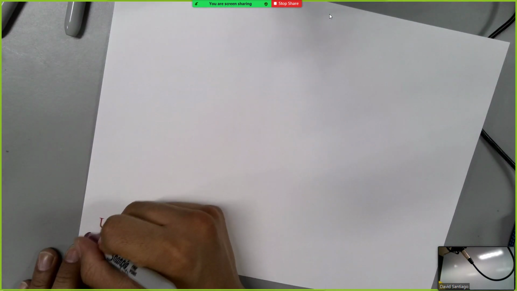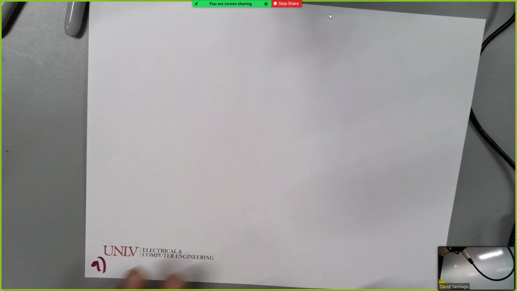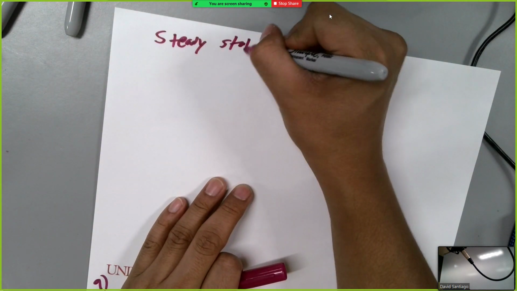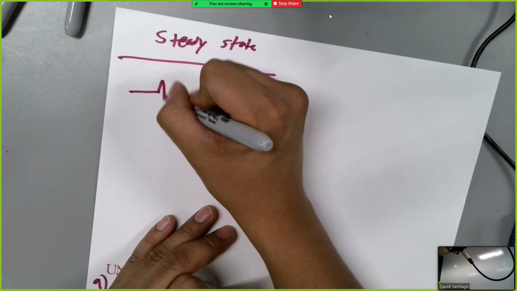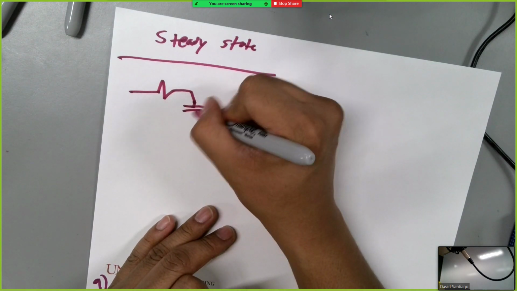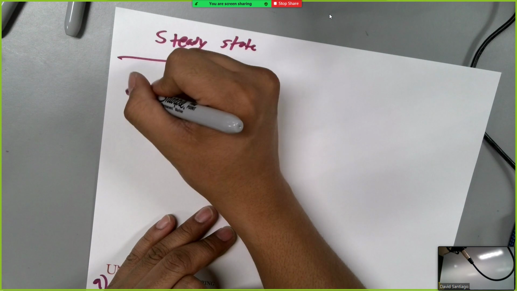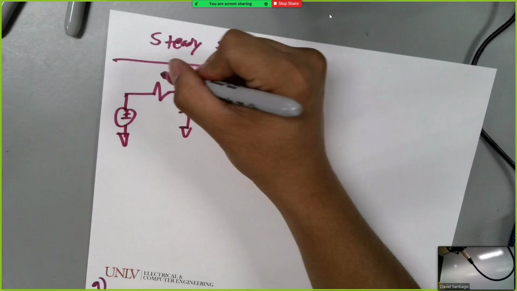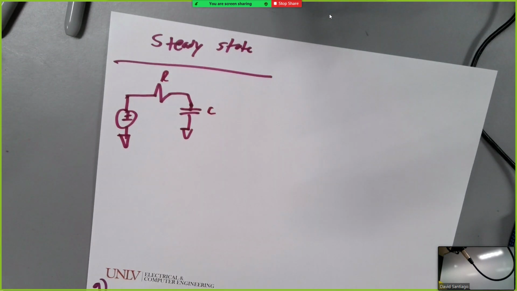Oh yeah, there's another thing I've got to talk about before I move on. Steady state. And I have a great equation for you. He's going to give you this equation, I know. Solve for the impulse response, or not really, just solve for the transfer function of this. You know how to do this?